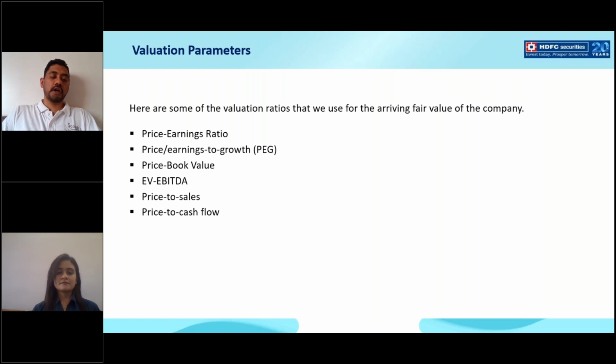Price to sales ratio is another ratio which we can use to value a company. This ratio values the prevailing market price of a stock to per rupee sales of the company. It is typically calculated by dividing the market price of the company by the revenues per share of the company.